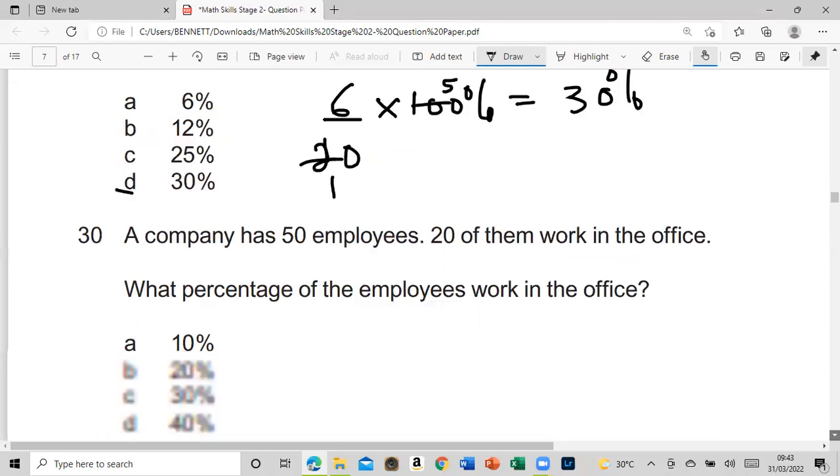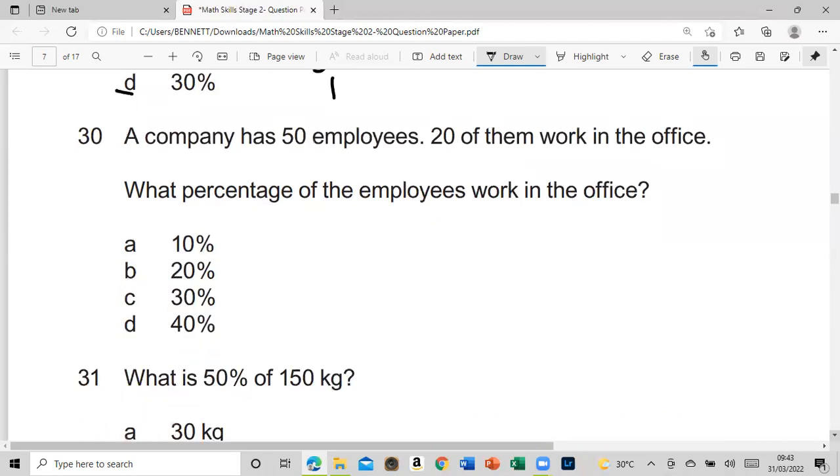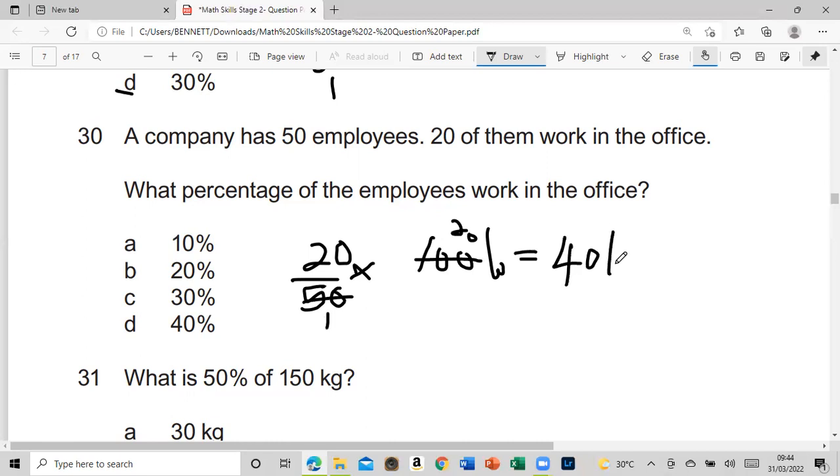A company has 50 employees. 20 of them work in the office. What percentage of the employees work in the office? So again, it's 20 out of 50 working in the office. Times 100, 2 times 20 is 40%. 40% work in the office. Alright.